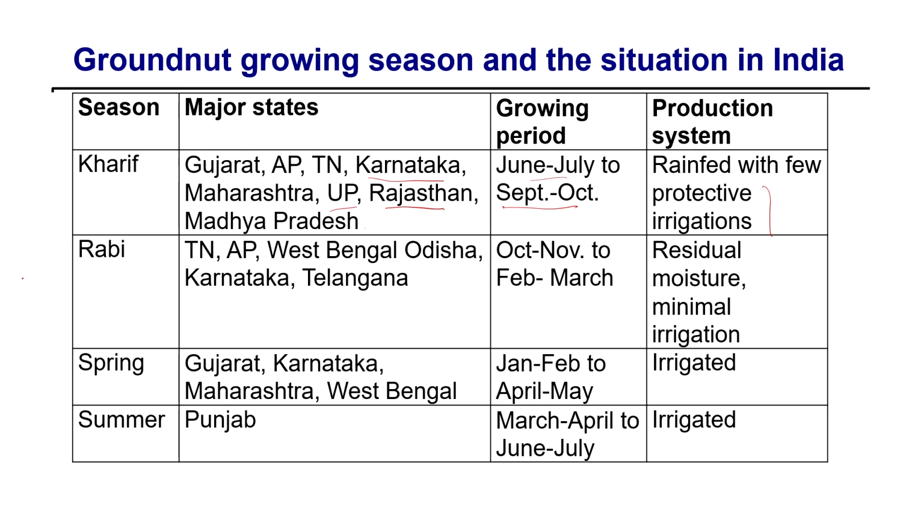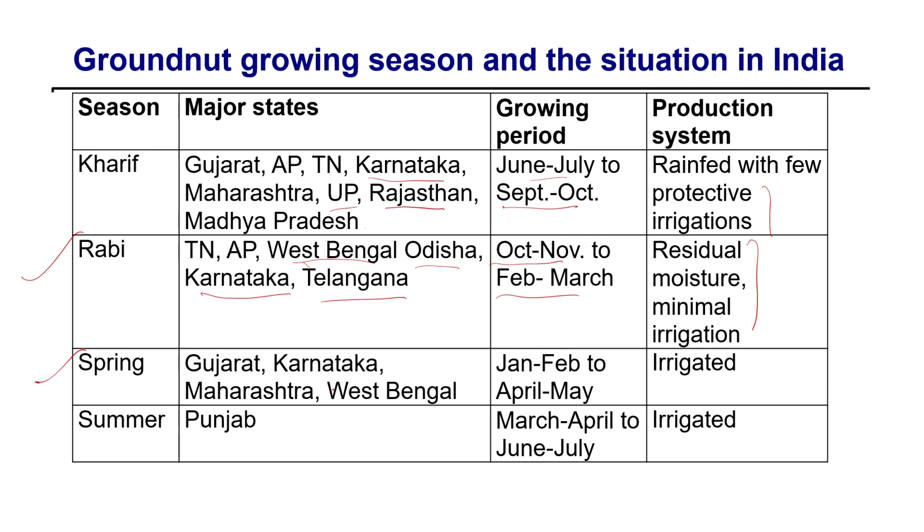Then next is Rabi season. In Rabi season, the groundnut can be cultivated in Tamil Nadu, Andhra Pradesh, West Bengal, Odisha, Karnataka and Telangana. The growing period is October-November, means sowing is done in October-November and harvesting from February to March. And it is mostly on residual moisture and minimal irrigation. The moisture which was received during Kharif season can be exploited, that can be used during the Rabi season in these areas.